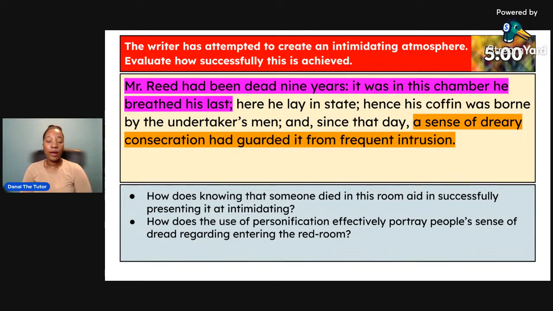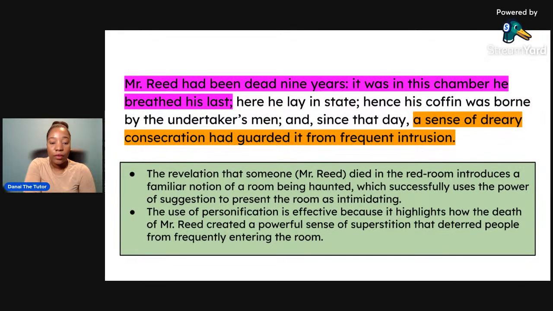Okay, so for this one, the revelation that someone, Mr. Reed, died in the Red Room introduces a familiar notion of a room being haunted, which successfully uses the power of suggestion to present the room as intimidating. So that's one way you could have looked at it.